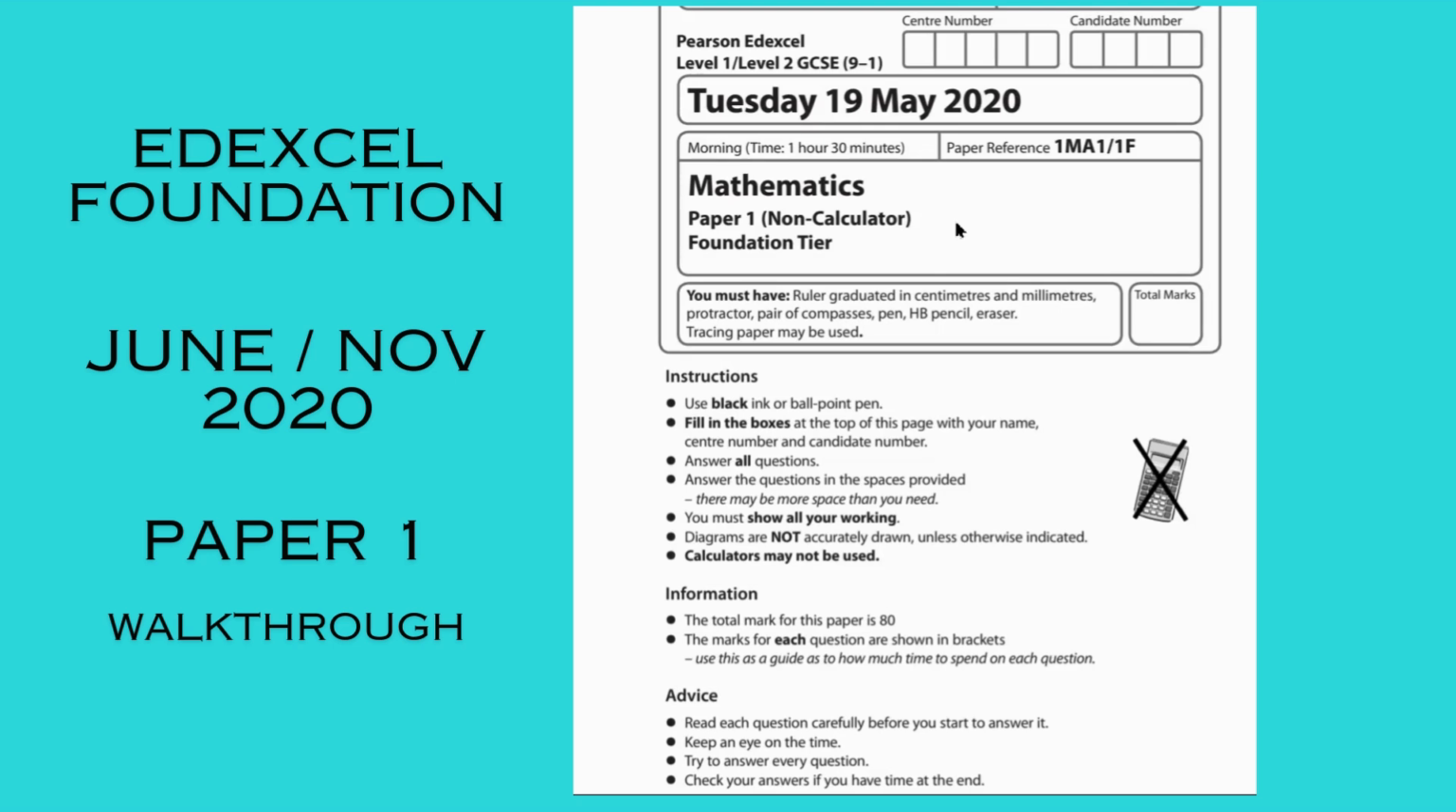So welcome to the walkthrough for the May/November 2020 paper. That's because it's the COVID paper. Yeah, it brings back wonderful memories. It's paper one, so put those calculators away.